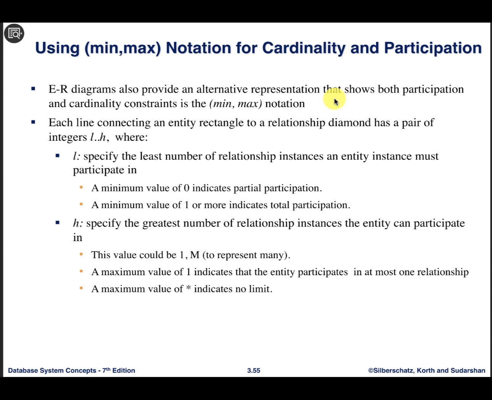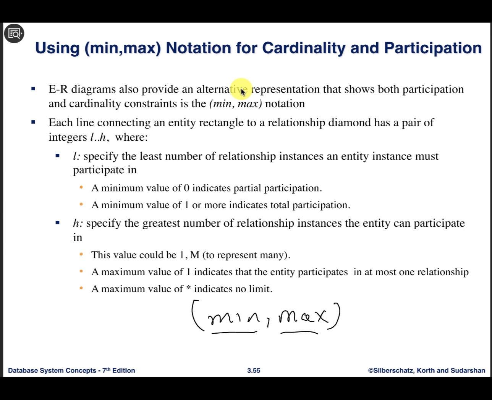The ER diagram provides an alternative representation, another way that shows both participation and cardinality constraints in one notation. In this case, I'm going to use the minimum and the maximum. What do you mean by minimum cardinality? The minimum cardinality specifies the number of entity instances that must participate in a relationship set instance.